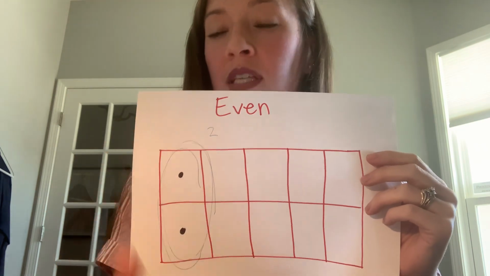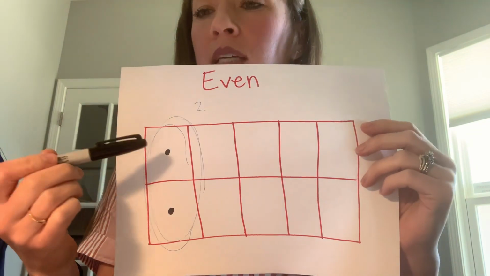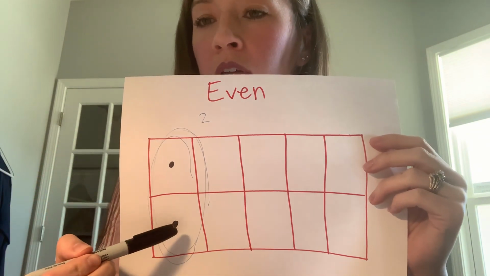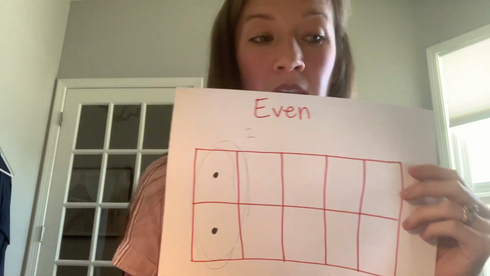The number 2 is even, and any number that ends in 2 is even because I did 1 dot up here, another dot down here for 2. That is a buddy pair. 2 is an even number.